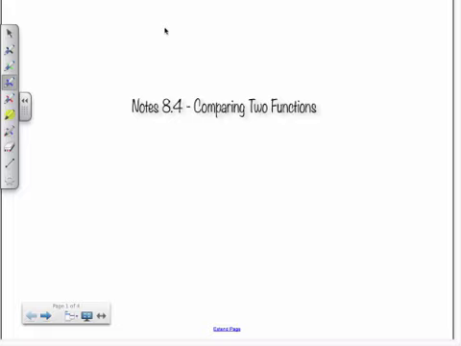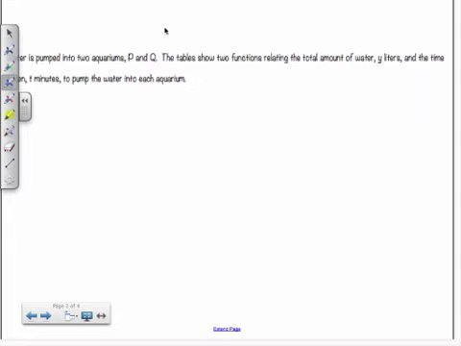Hello. In this video we will be talking about comparing two functions. So if you take a look at the example that's given to you right here, it says that water is pumped into two aquariums, P and Q. The tables show two functions relating the total amount of water, Y liters, and the time taken, T minutes, to pump the water into each aquarium.